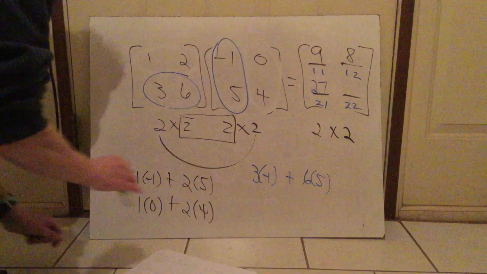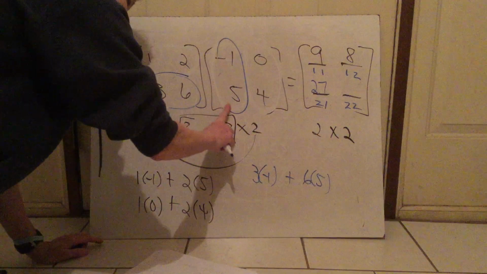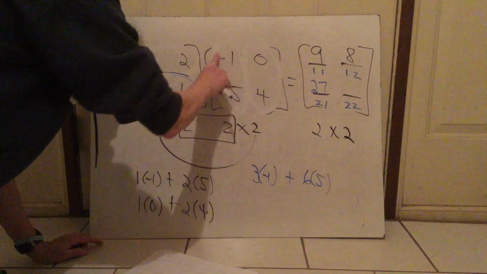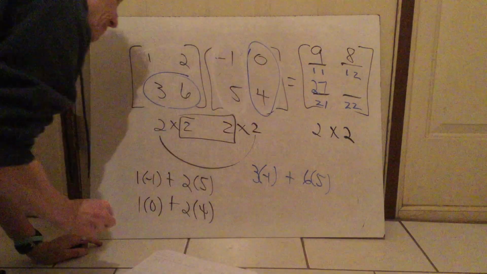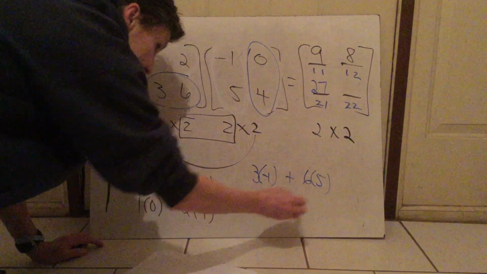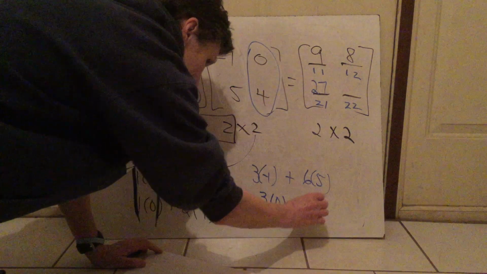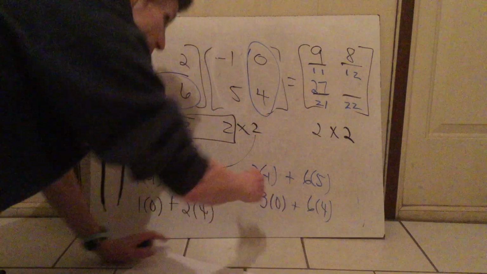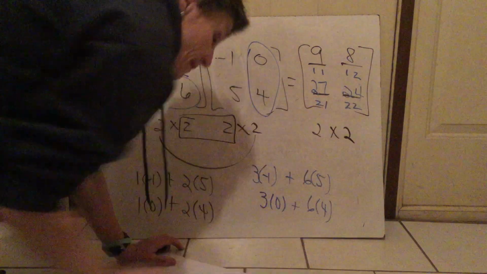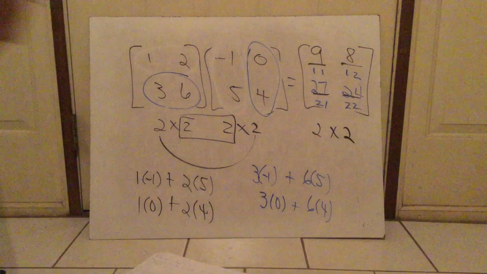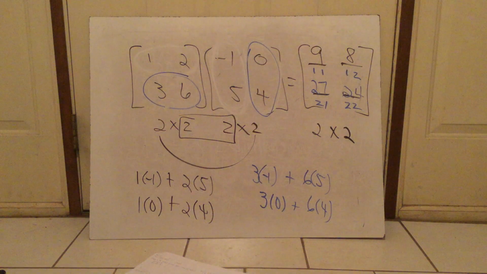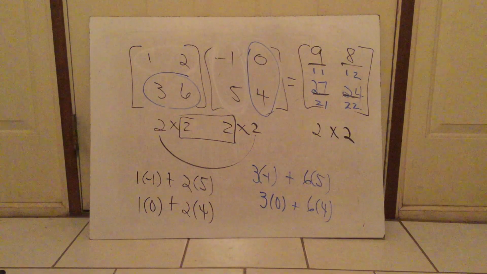And then finally, second row, second column. So 3, 6 and 0, 4. So that's going to be 24. And there we go. We have multiplied those two matrices.